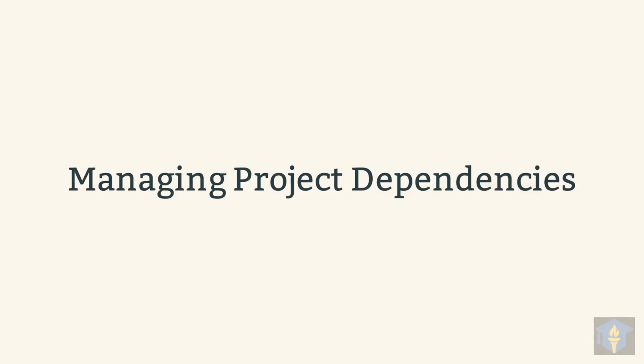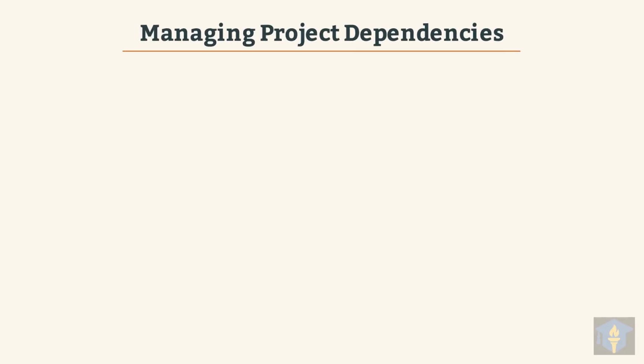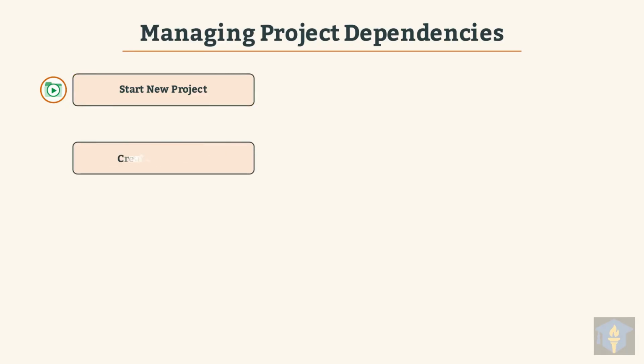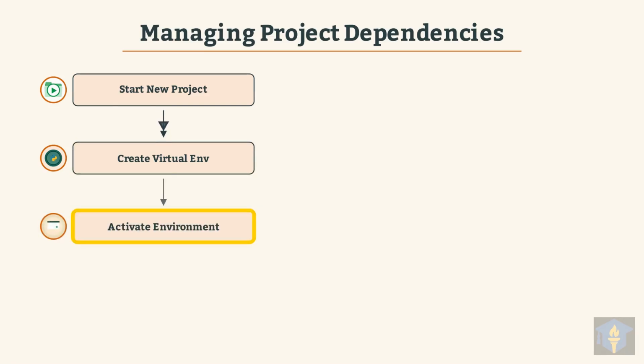Effective dependency management is crucial for maintaining clean and reproducible Python projects. The first step is always to initiate a new project, setting the foundation for your work. Then, create a virtual environment to isolate your project's dependencies from other Python installations. Next, remember to activate this isolated environment before you start installing any packages.